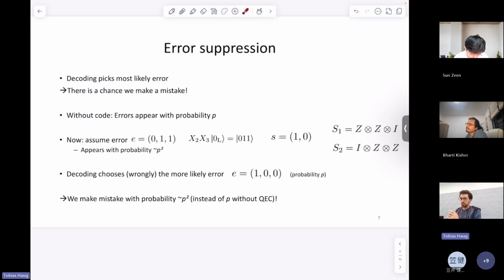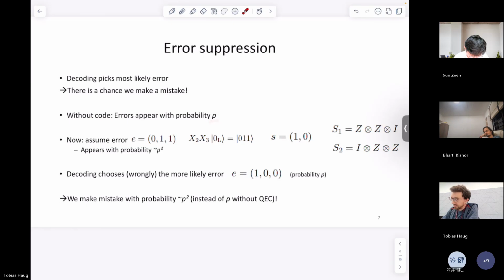Okay, so what does this mean? That means whenever we do decoding, there's a chance we make an error. There's a chance we make a mistake. But since we make mistakes, is quantum error correction kind of useless? It's not, because we can just think about it. Without error correction, let's say we have errors with probability P, right? An X error will appear with probability P.